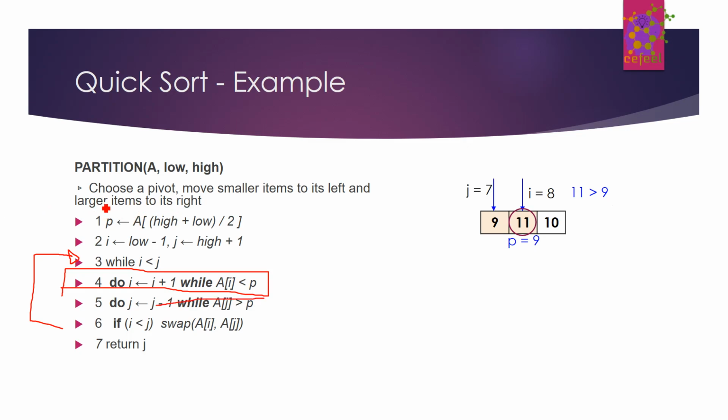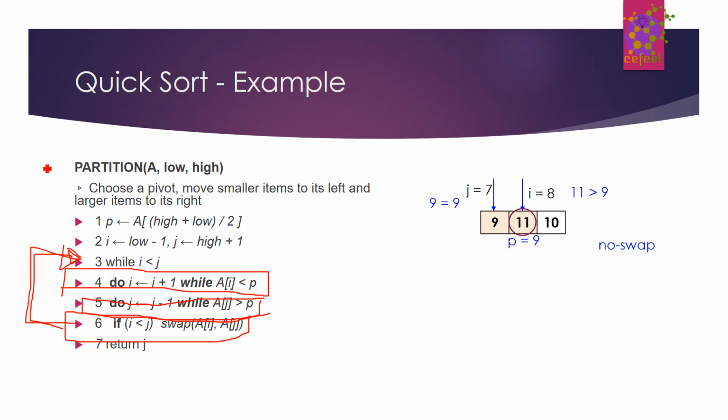In step 5, j is decremented. j was 8 earlier, so j will get decremented to 7, and we will see that 9 is equal to 9. So 9 is not greater than 9, which means we have to stop here. Then we go to step 6. In step 6, what happens is i is compared with j, and notice what happened, i and j crossed each other, which means we don't need to swap, so no swap will be done here. And we will go back to step 3 again.